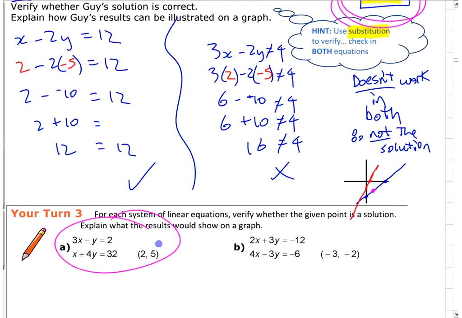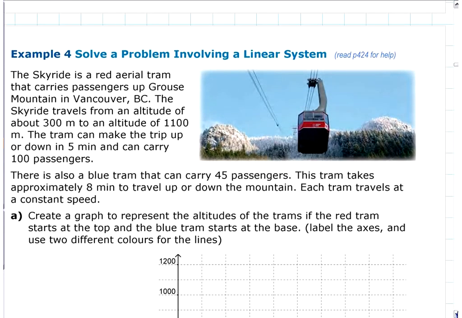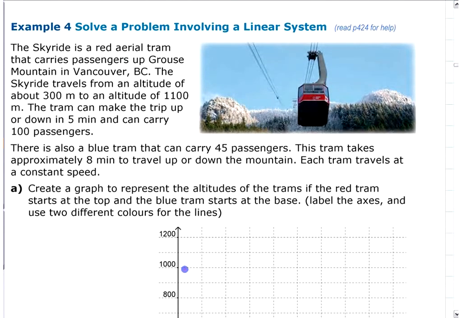There's a couple here. I'm expecting that one of these is going to be the solution. It's going to work in both, and one of them it's not. The only other thing in this section, the last thing here, is to solve a problem involving a linear system. Here you can do this a couple different ways. You can do it by writing equations, or you can do it just by realizing these are like x and y intercepts, these points. Starting, ending, that kind of thing. And you can see where they cross. I'll leave you to do that one.